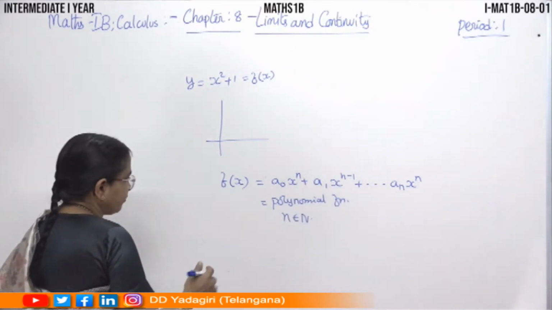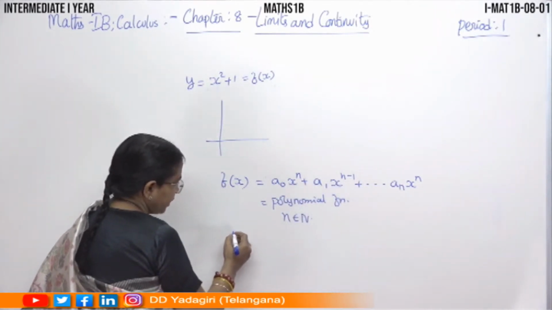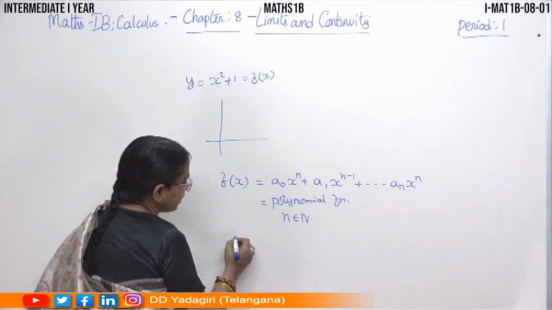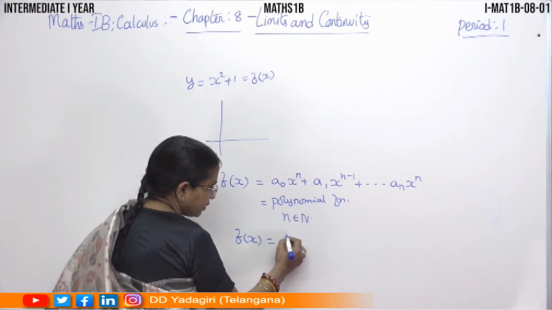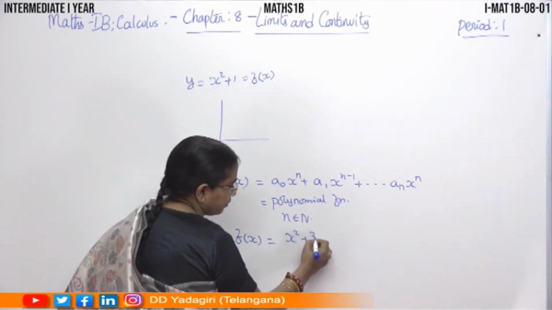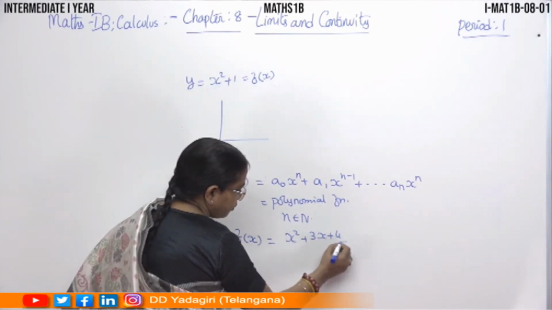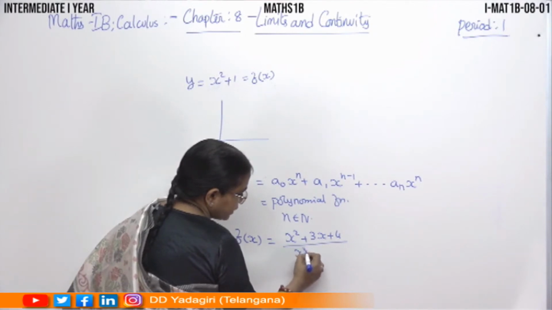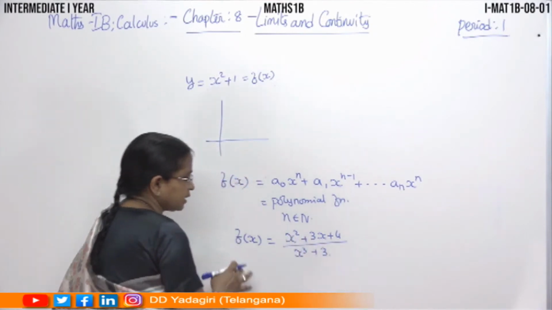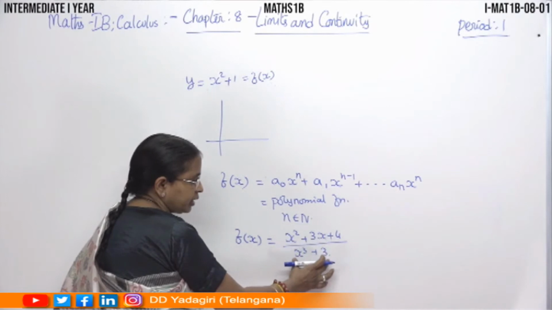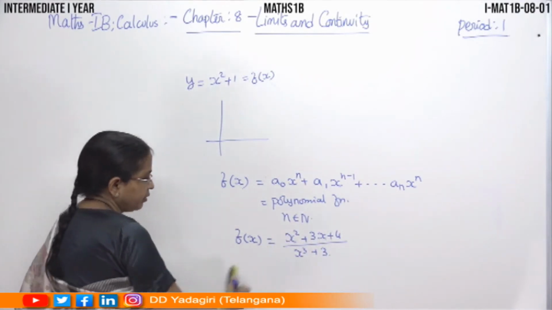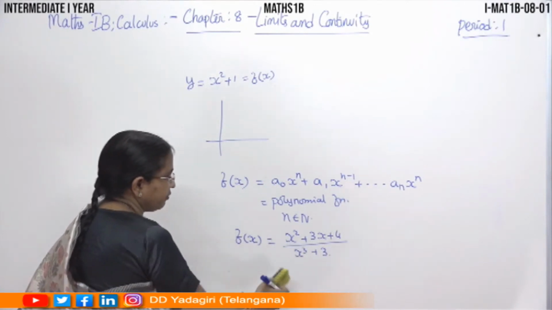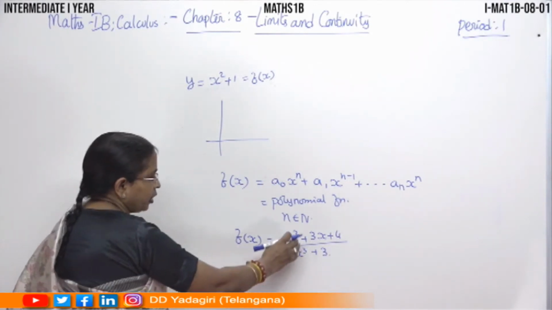That is a polynomial function. Next, algebraic function. An algebraic function is where you have f of x in a form like, I'll give an example, x square plus 3x plus 4 divided by x cube plus 3. This is an algebraic function. This is a polynomial and this is also a polynomial. It can be multiplication or division of polynomials.